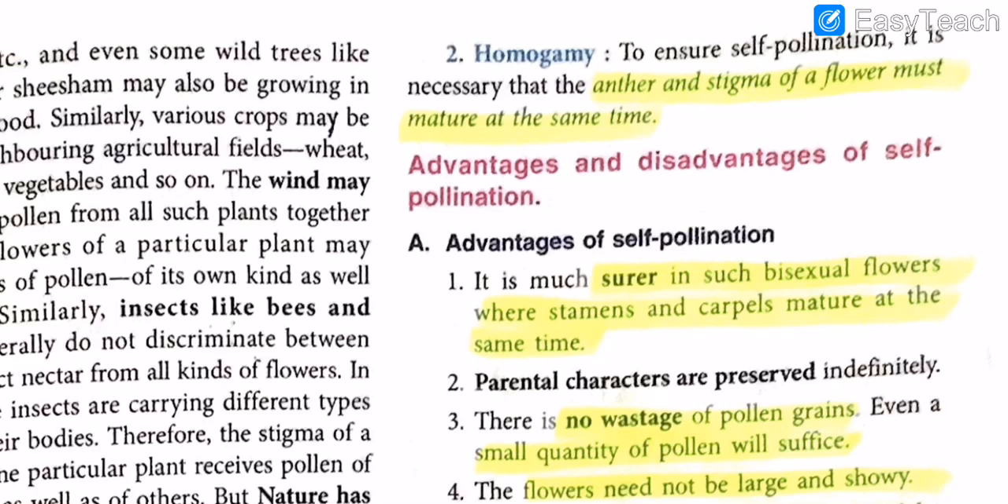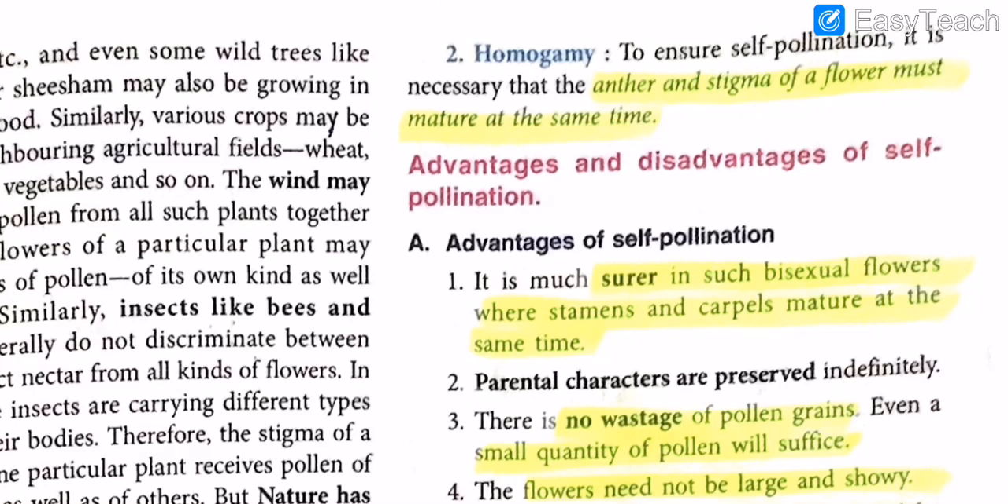Okay. Now let's move on to the advantages and disadvantages of self-pollination. Okay, first one. It is much surer in such bisexual flowers where stamens and carpels mature at the same time. So what they're trying to say over here is it's quite certain that in bisexual flowers where stamens and carpels both mature at the same time, self-pollination will occur whatsoever, right?